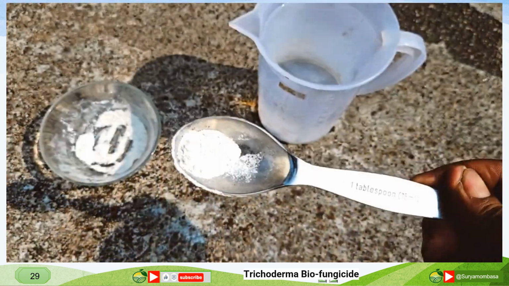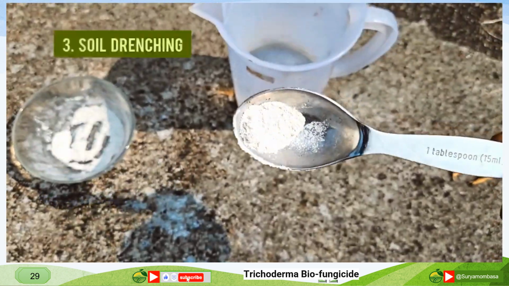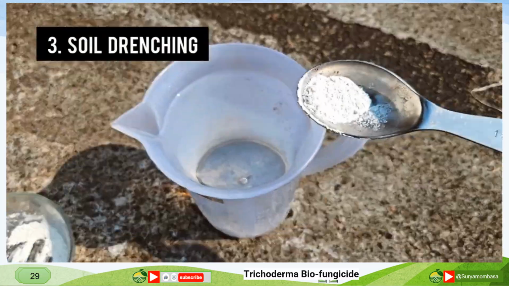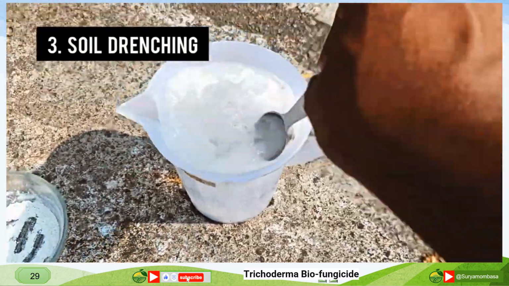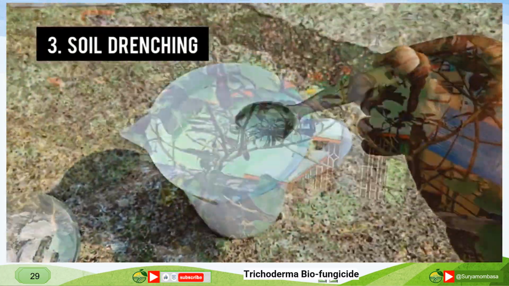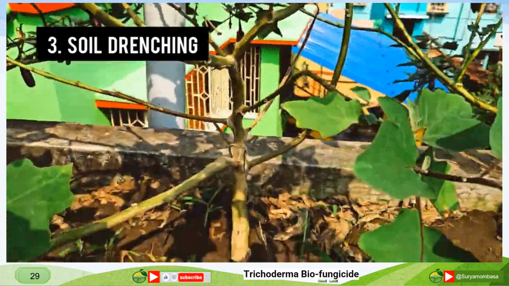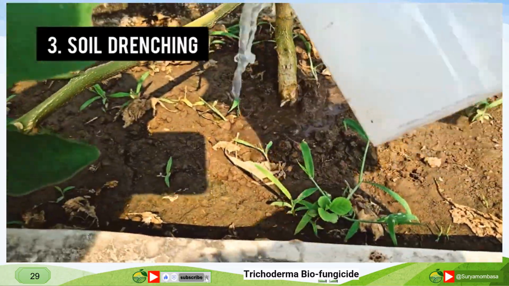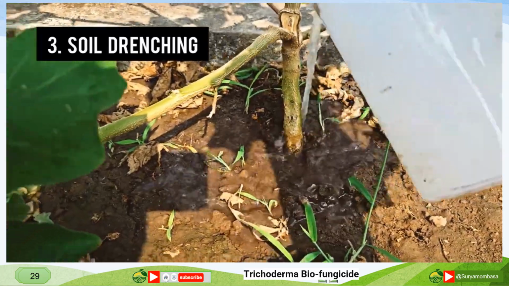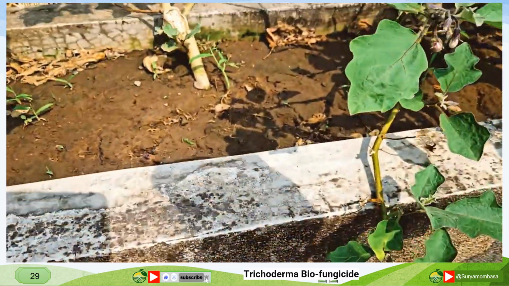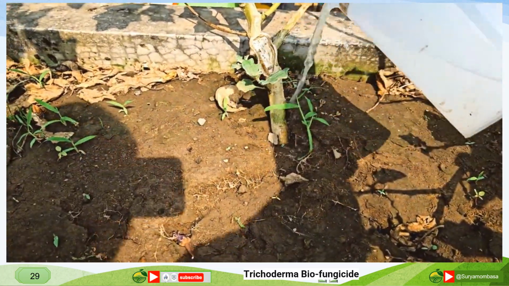Number 3 is to use it on the plant directly by soil drenching. Mix about 5 grams of this Trichoderma powder in 1 liter of water and apply it to the root zone. It will be easily taken up by all parts of the plant, and also it will improve the existing soil quality and prevent diseases from soil-borne pathogens. You can use it twice a month to get the best results.